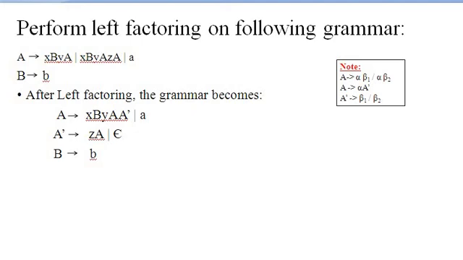In your GTU exam, questions will be asked like: What is a parser? Explain the role of a parser. Differentiate leftmost derivation and rightmost derivation. What is ambiguous grammar or what is ambiguity? Show with the help of an example, or check whether the given grammar is ambiguous or not. Write an algorithm to eliminate left factoring. Write an algorithm to eliminate left recursion, or remove left factoring or left recursion from a given grammar. So these types of questions are asked in your GTU exam. Thank you.